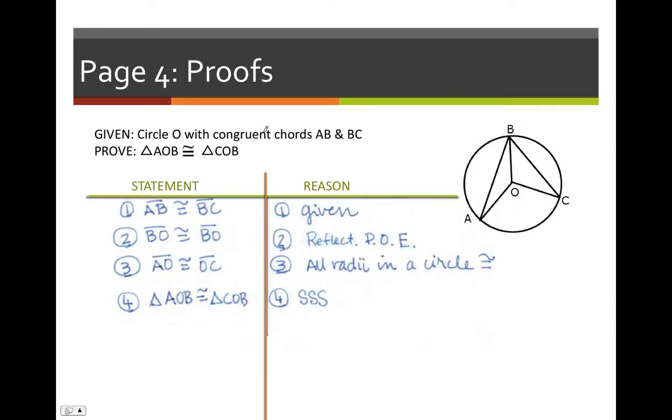Right, for the next one, I have congruent chords. So I know AB is congruent to BC. And I know that BO is congruent to BO. And since all the radii in a circle are congruent, I know that. So then I can prove the two triangles are congruent by side, side, side.